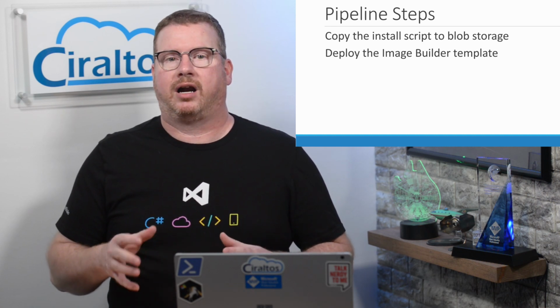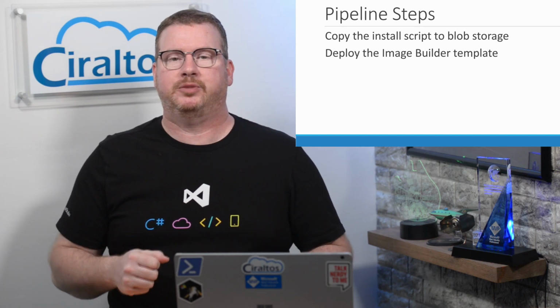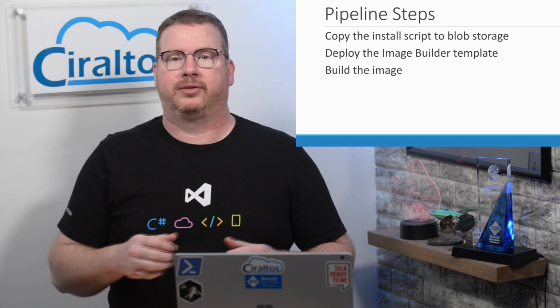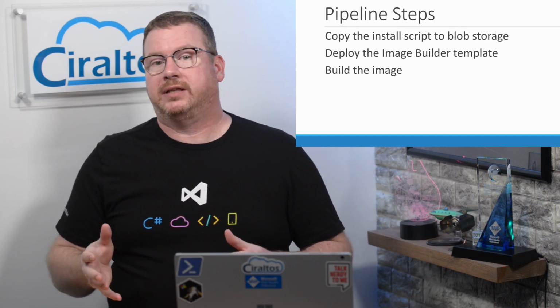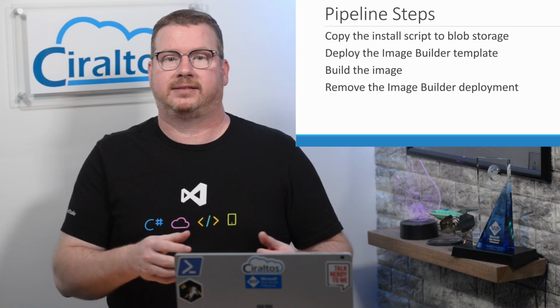This uses an ARM Resource Manager deployment to get the subscription ready for the image build process. After that, we use a PowerShell command to run the build. Once the build finishes, the image builder deployment is removed in the last step.